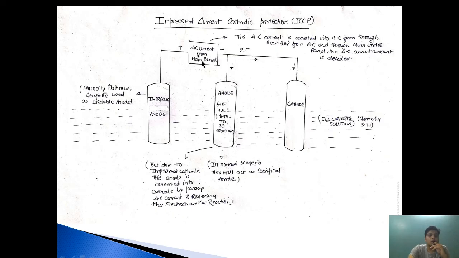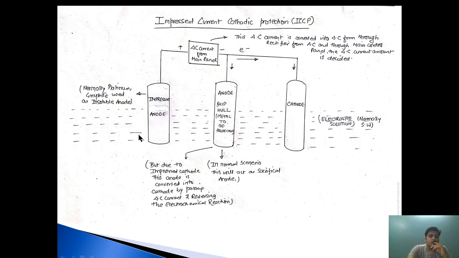Now this DC current is provided by an AC-DC rectifier, meaning the current from the generator is processed through a rectifier unit and converted into DC. The process current, meaning the current required to be sent, is decided by the main control panel, and that amount of current is sent to the impressed anode.